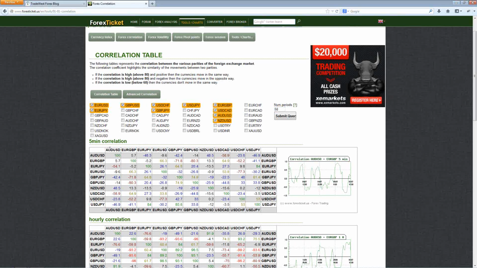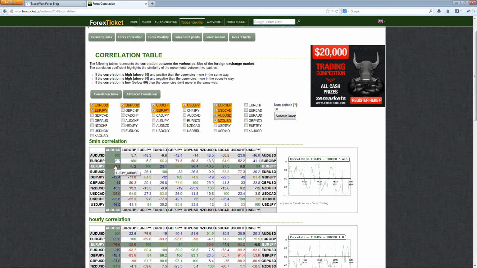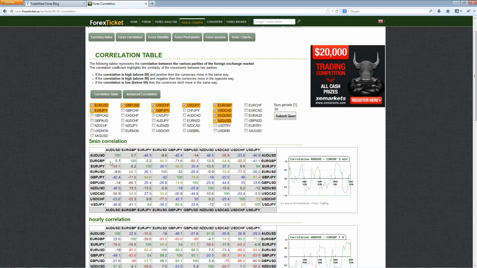So you see Australia dollar against Australia dollar, of course, is 100%. Obviously, that's always going to be 100%. But then you see Australia dollar versus euro pound, and you start seeing these numbers, 5.7, against the euro yen, negative 54.1. So what do all those numbers mean?